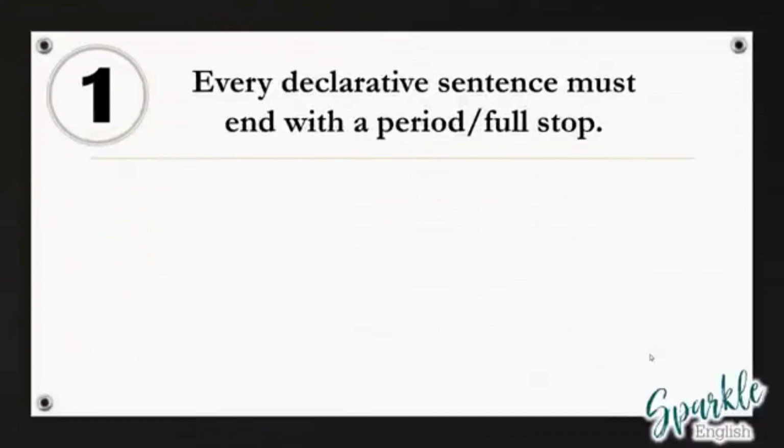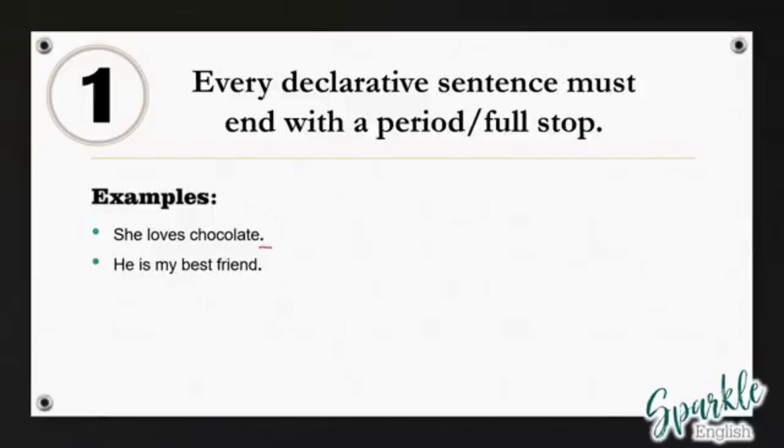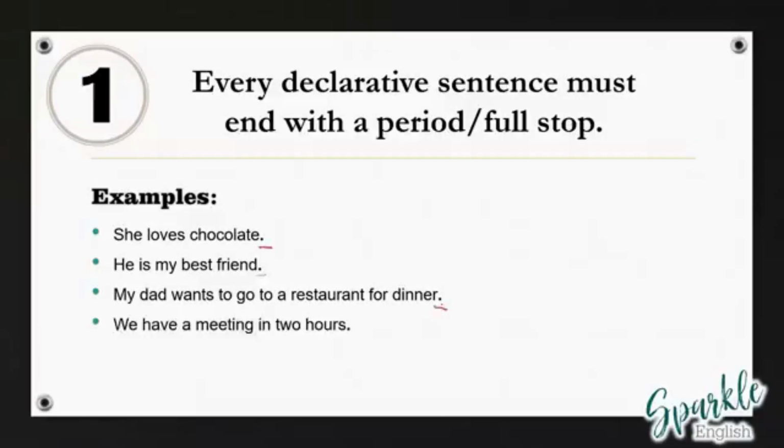Rule number 1, the period, also known as the full stop, is used to end declarative sentences and statements. For example, I love hiking. My best friend. My dad wants to go to a restaurant for dinner. We have a meeting in 2 hours. Rule number 2, the question mark is used to indicate a direct question. For instance, are you ready for the exam? So for every declarative sentence or statement, you must end it with a period or a full stop.